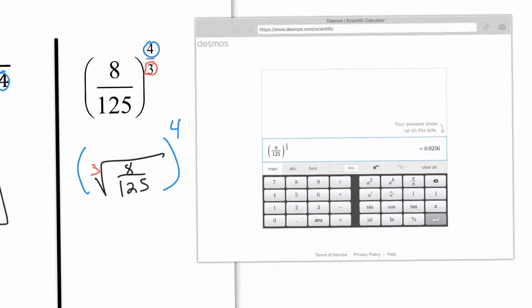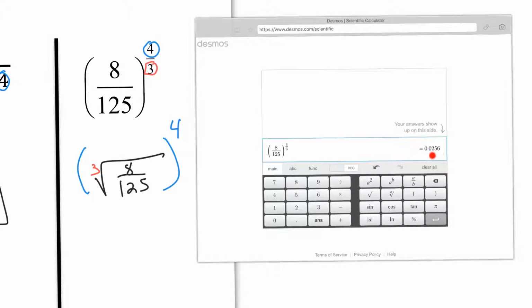And using the calculator again, notice that I have my expression here inside parentheses. Every time you see parentheses in your expression, make sure you use those in the calculator. So we have 8 over 125, and the exponent is 4 over 3. Now, this scientific calculator gives you a decimal form, but you need to convert that into a fraction.